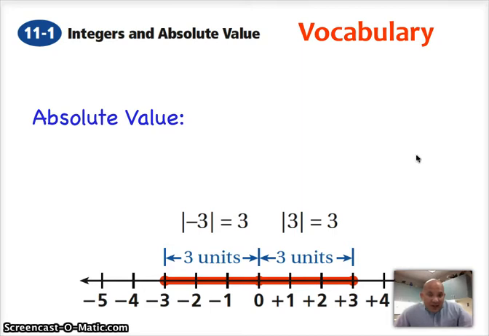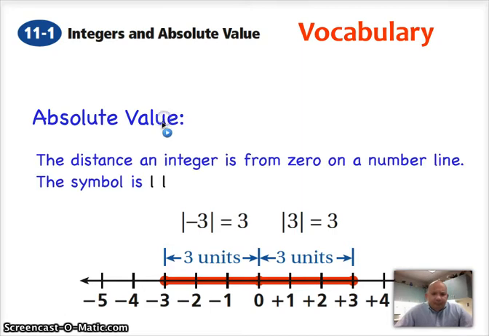Lastly, we have absolute value. Absolute value is the distance an integer is from 0 on a number line. And the symbol that is used are these two vertical lines. Here, we're saying, what is the absolute value of a negative 3? Well, the absolute value of a negative 3 is the distance away from 0 that it is. It is exactly 3 units away from 0, so the answer to the absolute value of negative 3 is 3.